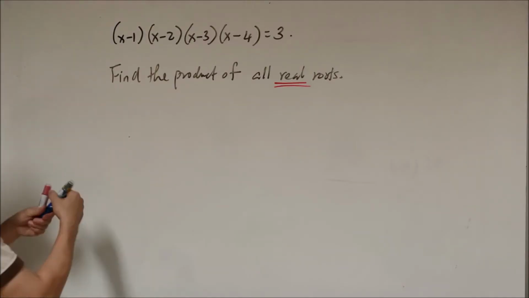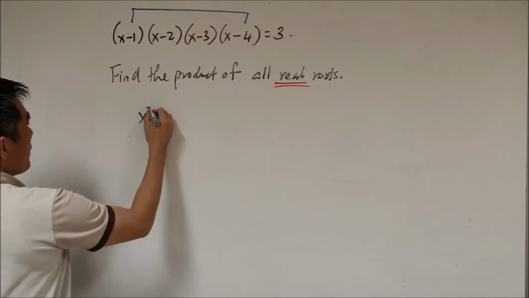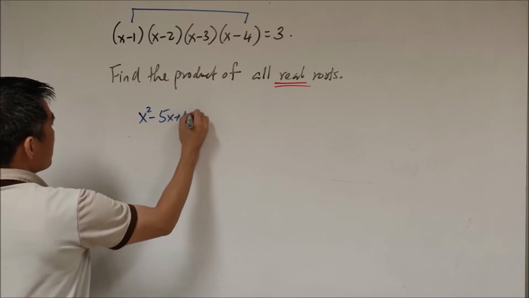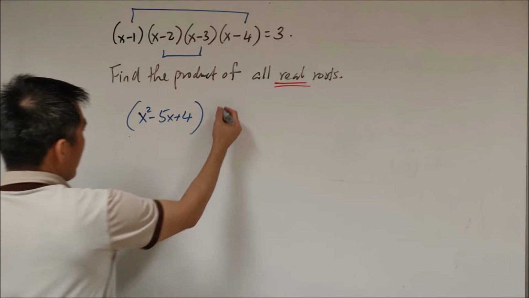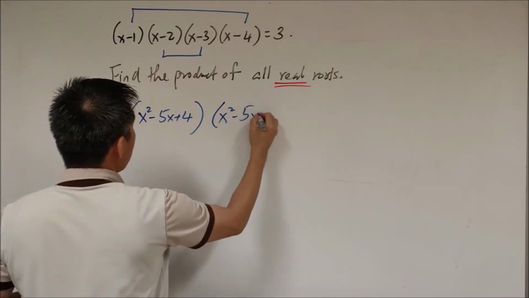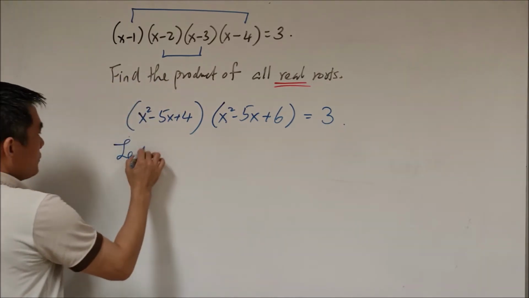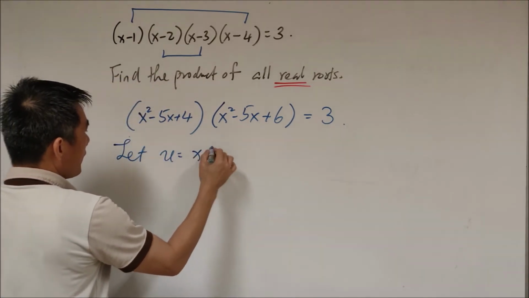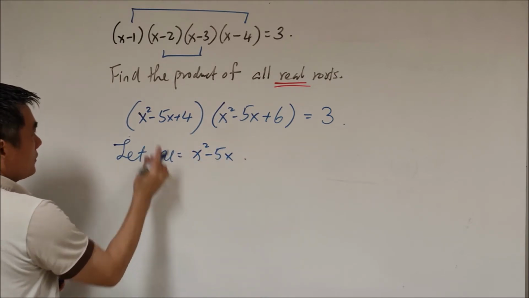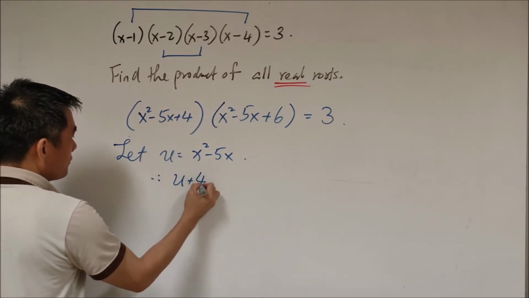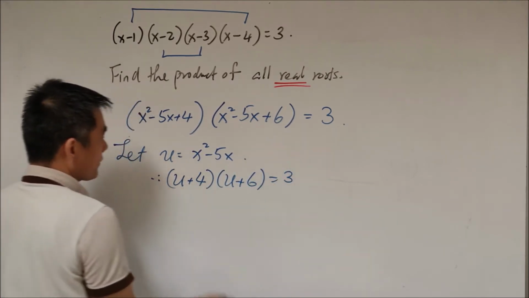So we can start from combining the factors. We will get x squared minus 5x plus 4. And combining the second and third factors, we will have x squared minus 5x plus 6 equals 3. We may let u be equal to x squared minus 5x. So this will be u plus 4, u plus 6 equals 3.